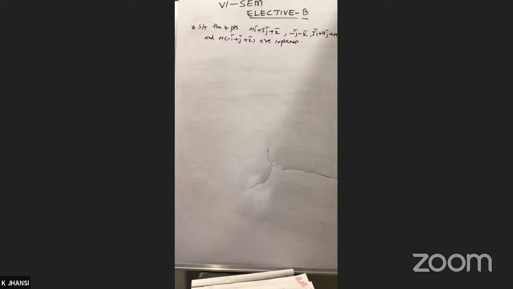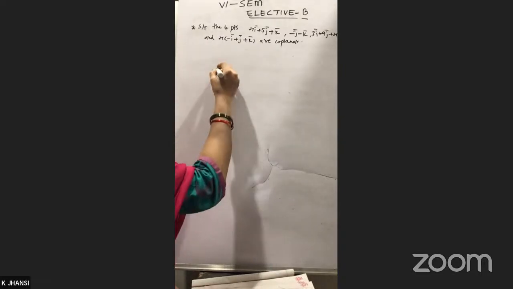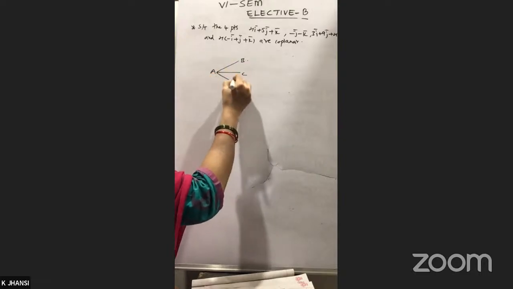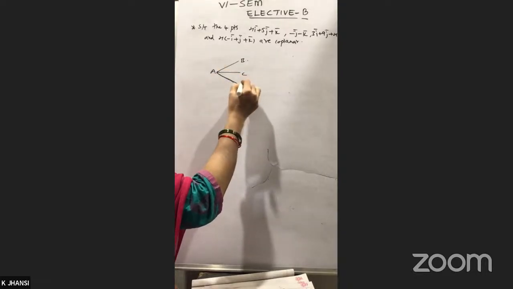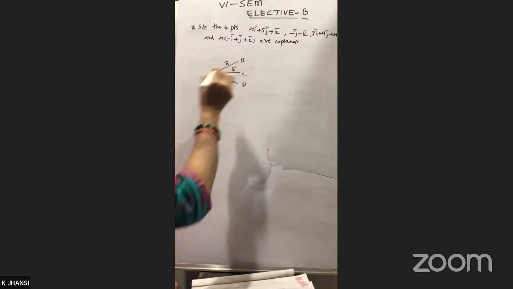But here we have 4 points. So these 4 points, we have to convert into 3 vectors, then substitute in the determinant and find the value. If we get 0, then we call the 4 points coplanar. If 4 points are given, like if point A is there, then here it is B, then C here, then D, like this. So this is vector A, this is vector B, and this is vector C.